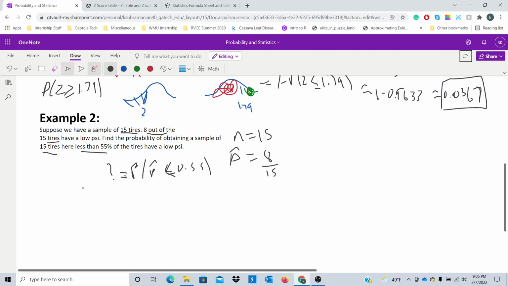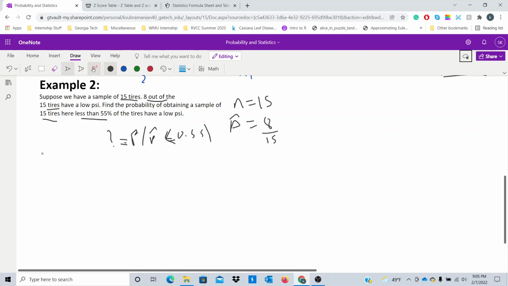But before we proceed, we need to do our normality checks, right? So we have 15 times 8 over 15. It equals 8, which is not greater than or equal to 10. So this fails. And we'll also see that 15 times 7 over 15, that's 1 minus p hat, is equal to 7, which is not greater than or equal to 10. So both these checks fail.